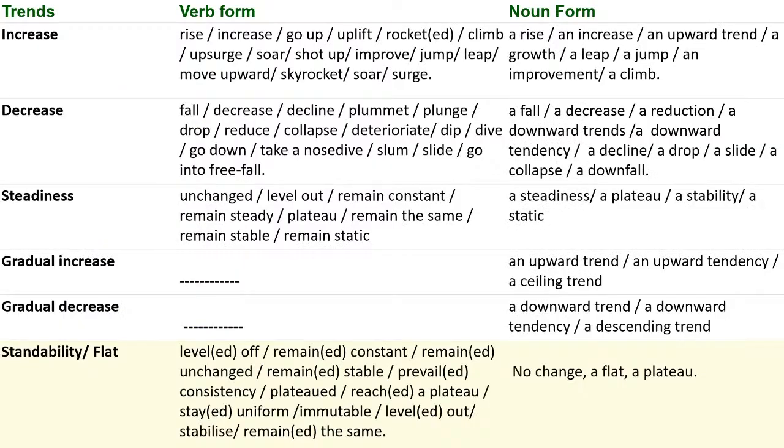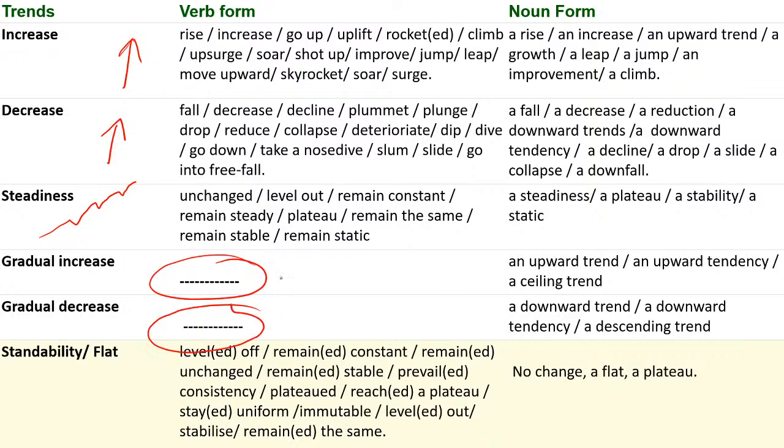Further are the trends for increase and decrease. If it is increasing slowly, that is a gradual increase. If it is decreasing slowly, this is a gradual decrease. And there is stability, or flat, meaning levelled off.